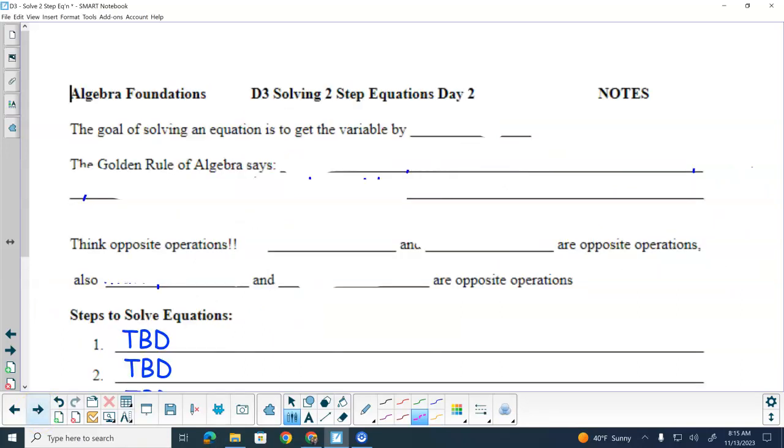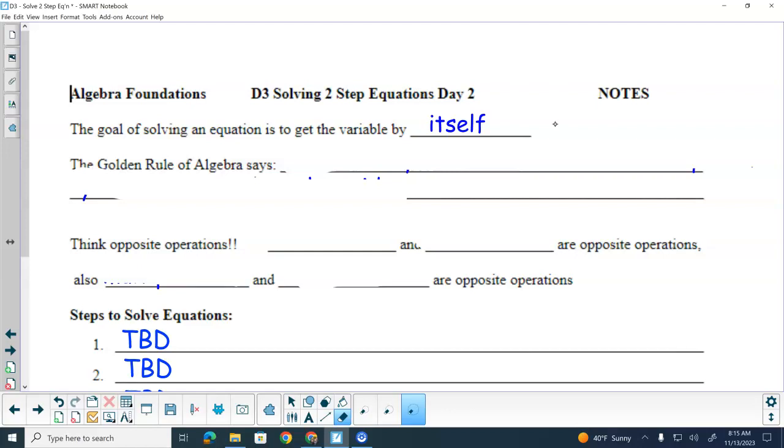All right. What's our goal? Our goal in every equation is to do what? Get the variable all by itself. Okay? Write that down again. Yes, I know, this is the 3rd day of Unit D. This is the 3rd time we've written it down. And we're going to keep writing it down until we've got it memorized.